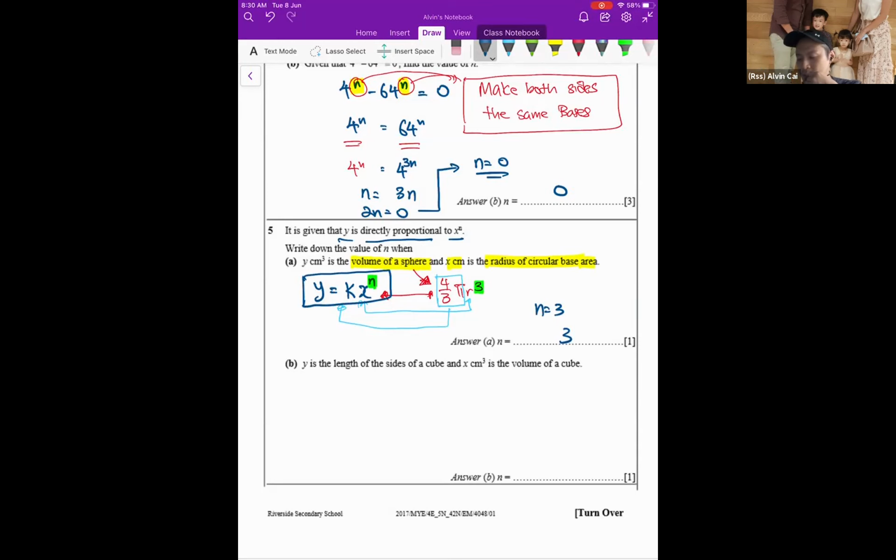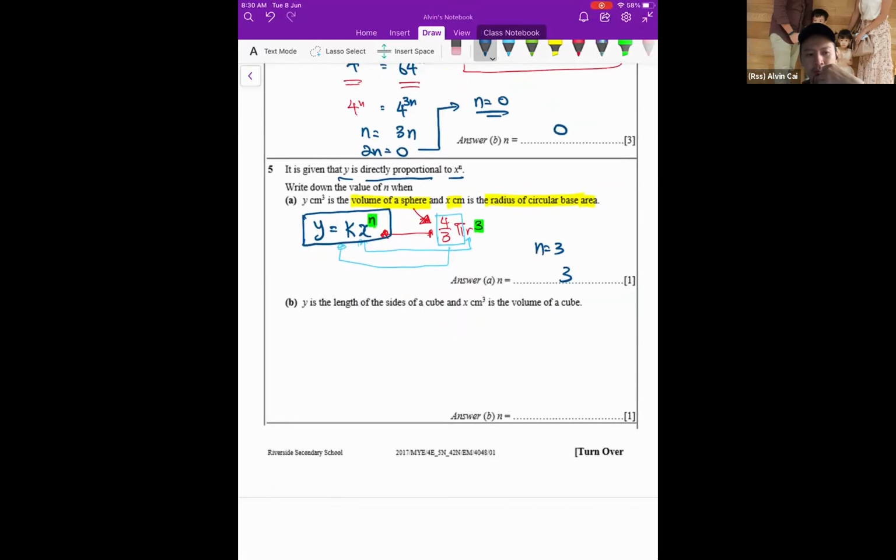Okay, right, let's move on. Okay, so the next part is the length of the side of the cube. So now this is another scenario. So now y is the length and x is the volume of the cube.